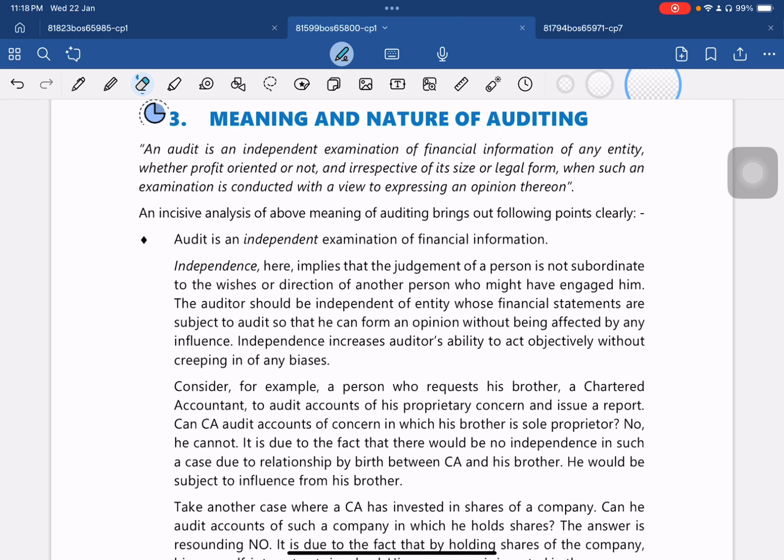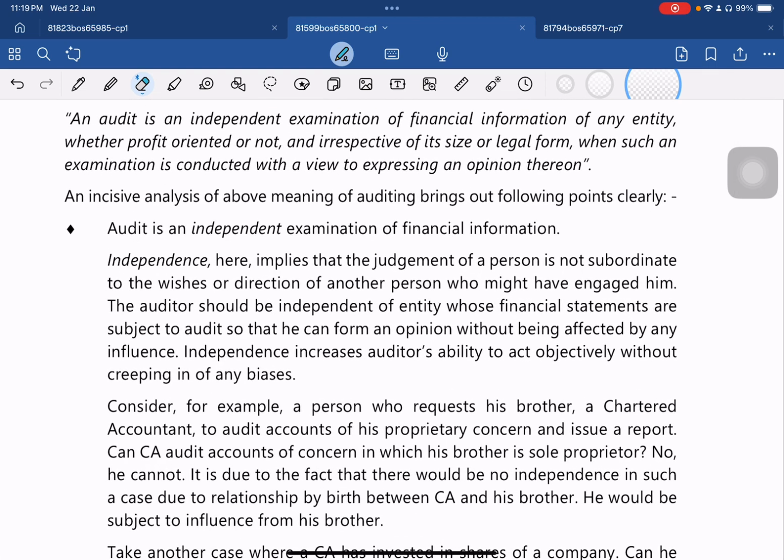Right. So audit can be conducted of any type of entity. It may be a small entity, it may be a large entity, it does not matter. Because conducting audits has several benefits for the firms, to a huge extent. When you produce the audited financial statements in front of any bank, then the lenders can place greater reliance on the financial statements of the entity, right? So this is one of the major points.